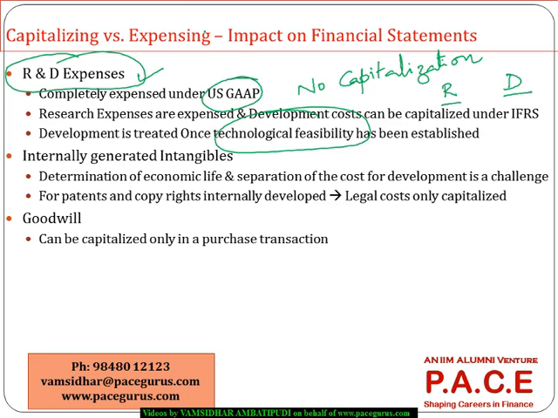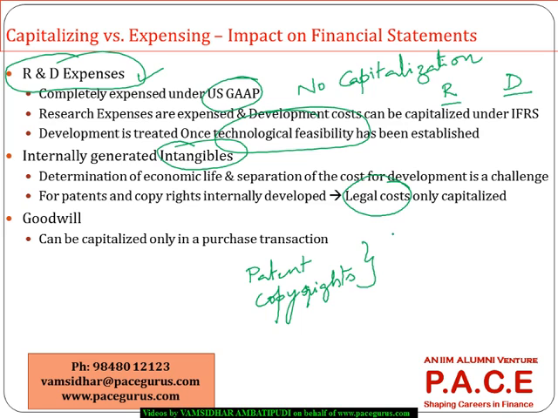And one more dimension with respect to the assets is the intangible assets that you have generated internally. Sometimes we develop and file for patents, or generate copyrights. In these cases, wherever the assets are generated internally, the only cost for the company is the legal cost. So we are capitalizing only the legal cost.